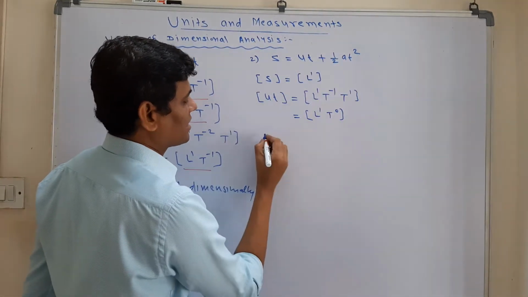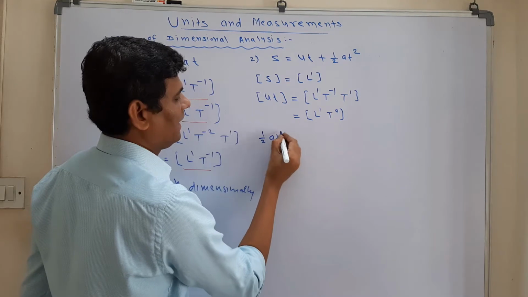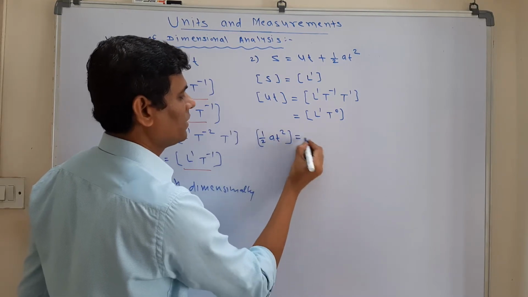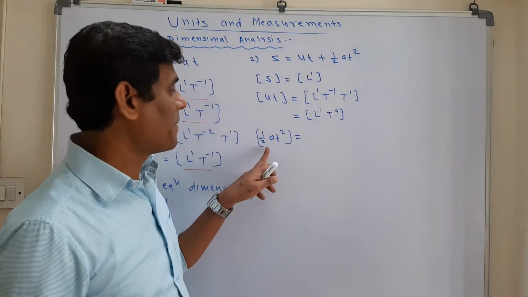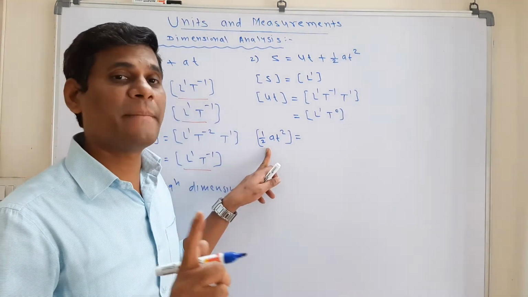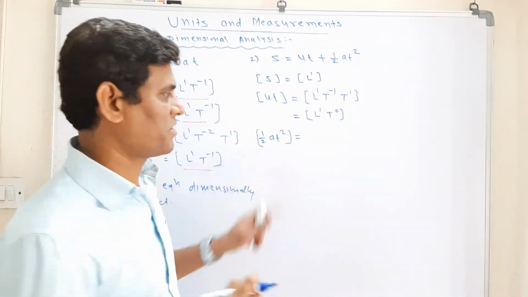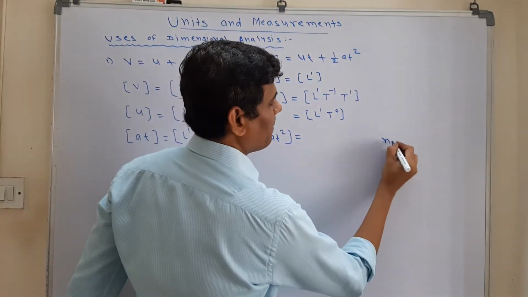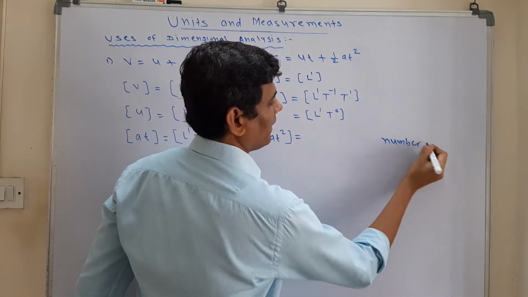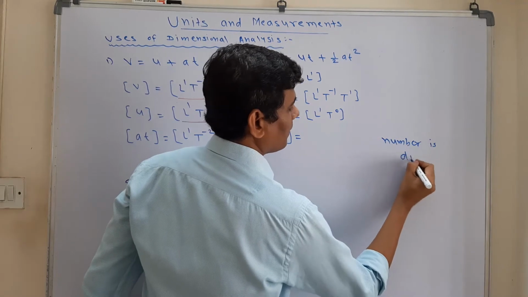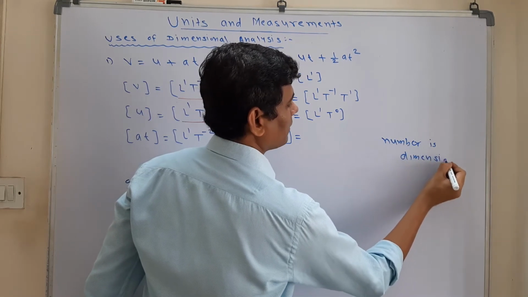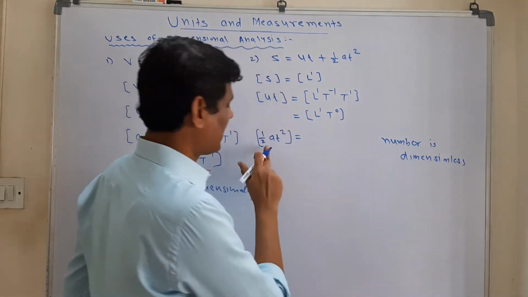Then half at square. Now see students, half is a number and a number is dimensionless. A number has no unit. So number is dimensionless. You have to write the reason: number is dimensionless. So a number has no dimension.